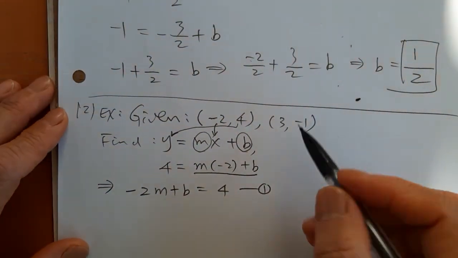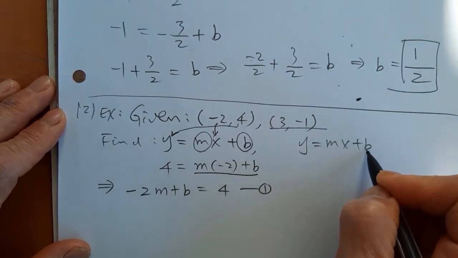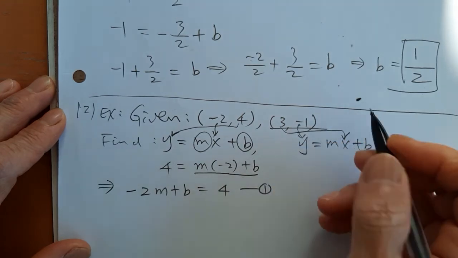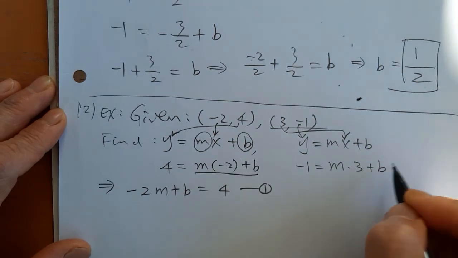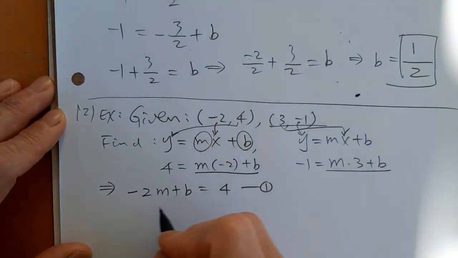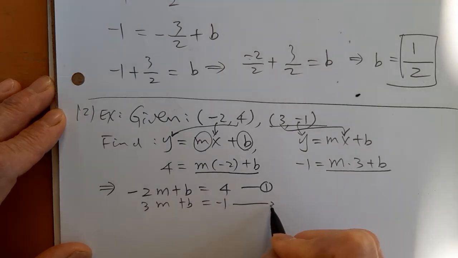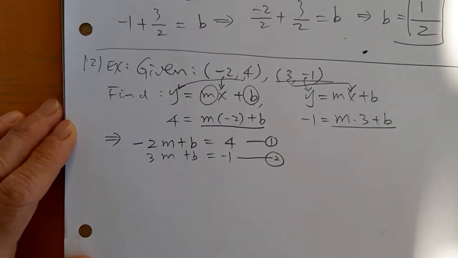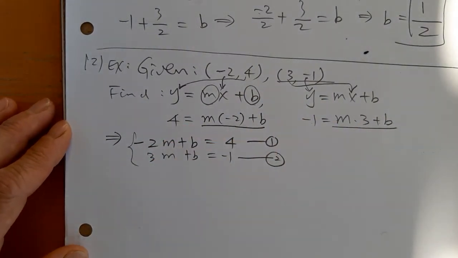And the second equation is the second point. Plug it into y equals mx plus b. First coordinate, put it in x. Second coordinate, put it in y. -1 equals m times 3 plus b. So we write it as 3m plus b equals -1. That's the second equation. 3m plus b equals -1. Form a linear system.